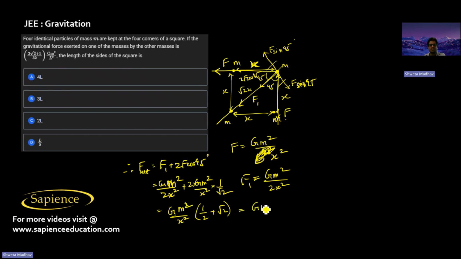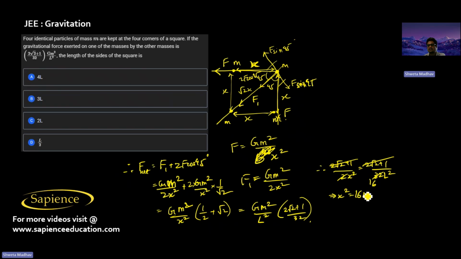And this is given as G m square by L square into (2 root 2 plus 1) by 32. So therefore, (2 root 2 plus 1) by 2x square will be equal to (2 root 2 plus 1) by 32 L square. The (2 root 2 plus 1) will get cancelled, leaving 2 to 32, so x square equals 16 L square. It means x will be equal to 4L. So the length of each side of the square is 4L, and option A is the correct answer.